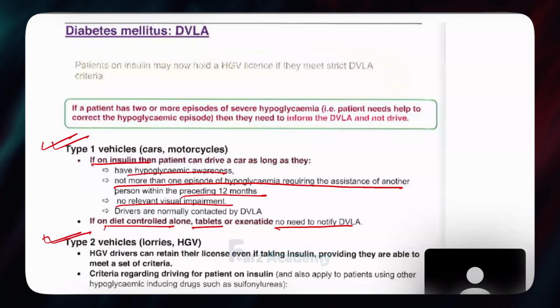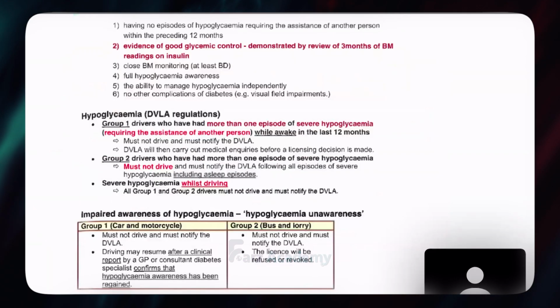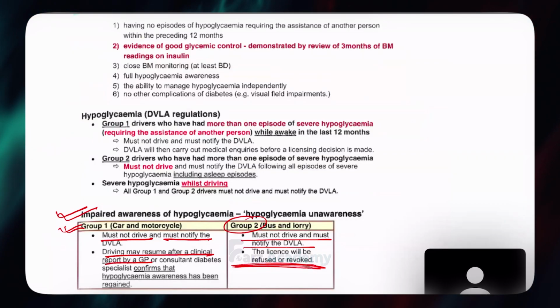But if they're type 2, they need to meet a set of criteria. So they always need to go through DVLA. And if the patients are hypoglycemically unaware, in group 2, they simply cannot drive. So they will be refused or revoked the license. In group 1, they must not drive and must notify. Driving may resume after clinical report by the GP that hypoglycemic awareness has been regained.